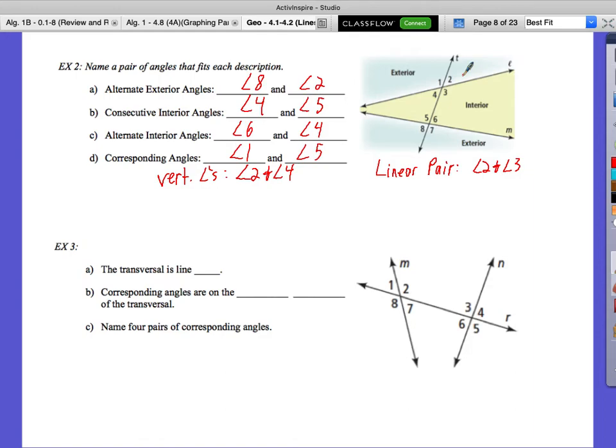Example 3. Flip the page to example 3, please, and thank you. What is a transversal in this scenario? Don't blurt. Think about and write down what the transversal is in this scenario, whether it's M, N, or R. Okay, Emily? Line R is our transversal. Very good. Now, the fact in general is corresponding angles are on the blank side of the transversal. Corresponding angles are on the same side of the transversal.